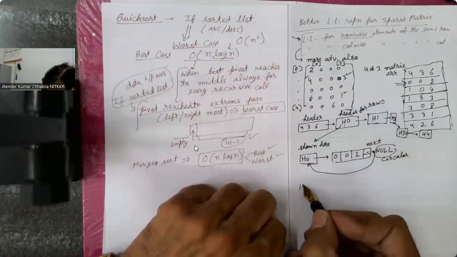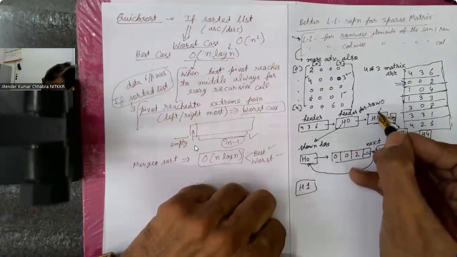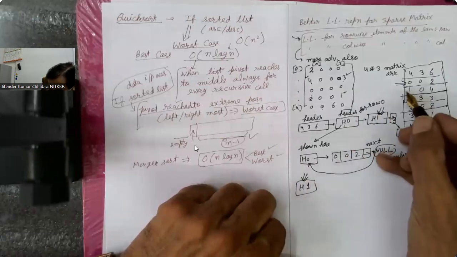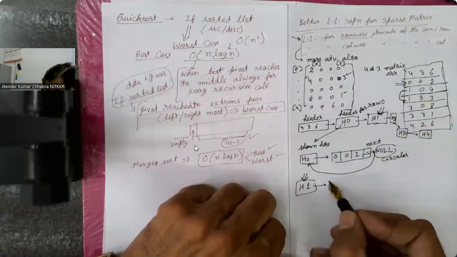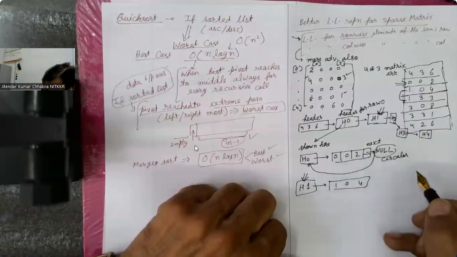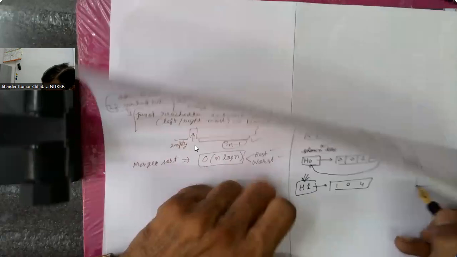Similarly, for header 1, reproduced here, H1 will correspond to row 1. So row 1 has entries 1, 0, 4, and then 1, 3, 3.